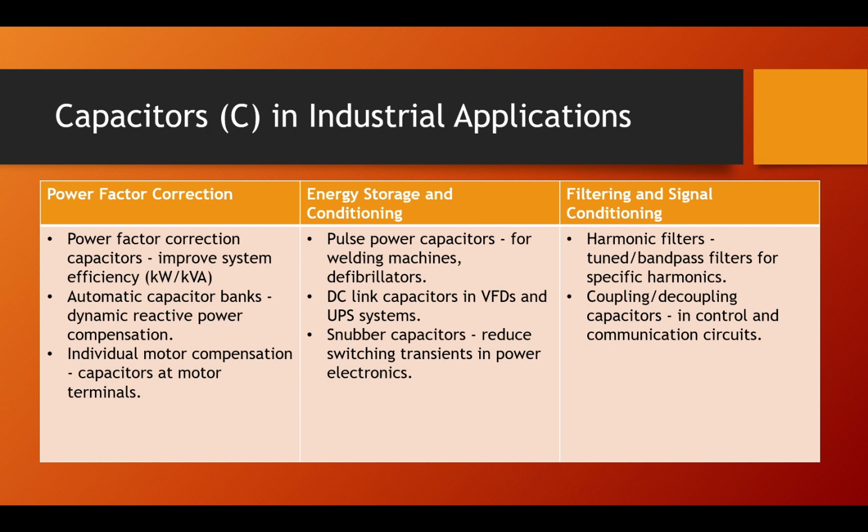We also use capacitors for energy storage and conditioning, such as snubber capacitors, which we use to reduce switching transients in power electronics. And lastly, we use capacitors in filtering and signal conditioning. Mainly we can find capacitors used in bandpass filters to filter specific harmonics, or as coupling or decoupling capacitors in control and communication circuits.